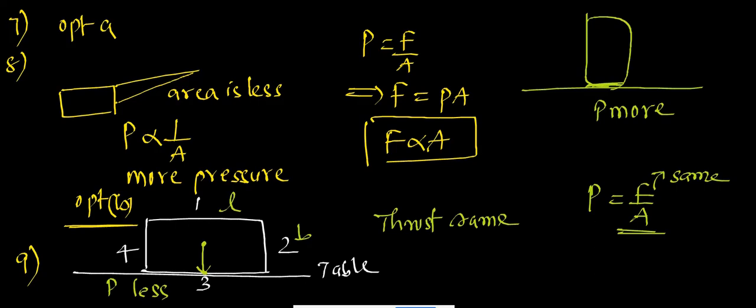Are you getting my point, Gautam? Pressure depends on the area. When you take a rectangle, all the sides do not have the same area. So option A is wrong. Same thrust and different pressure, so option B is correct. Force will be same, but pressure is different because pressure depends on the area. So answer is option B. Any doubt?